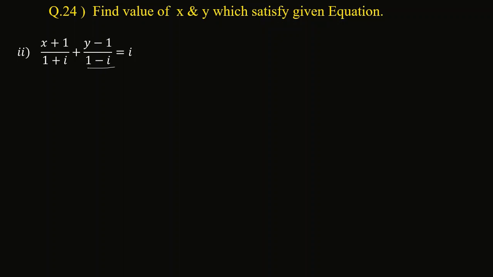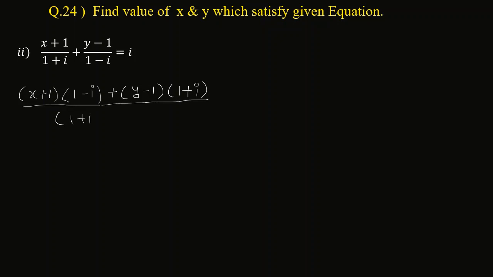So whenever in the denominator we have conjugates of each other, the basic first step you always do is cross multiplication. So we have (x plus 1) multiplied by (1 minus i) plus (y minus 1) multiplied by (1 plus i), whole divided by (1 plus i) multiplied by (1 minus i), which is equal to i. This is what we get after cross multiplication.